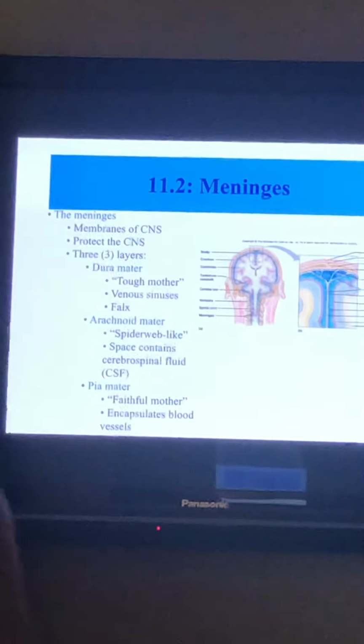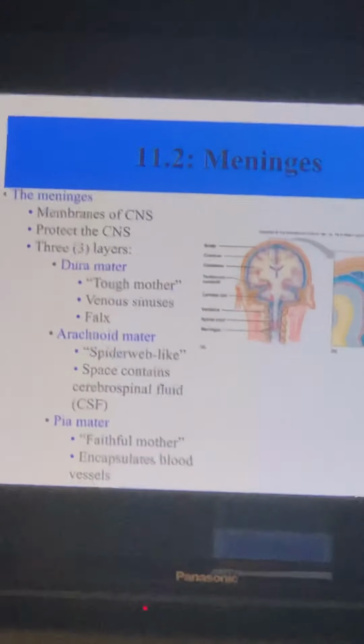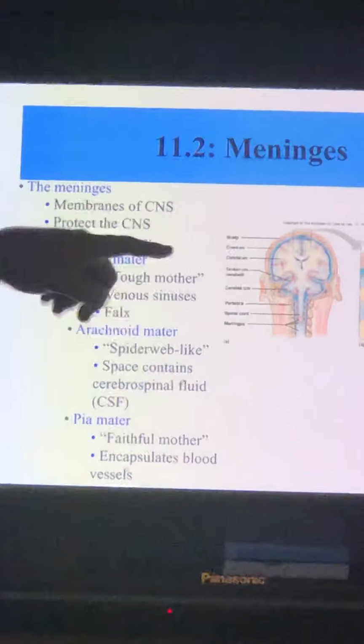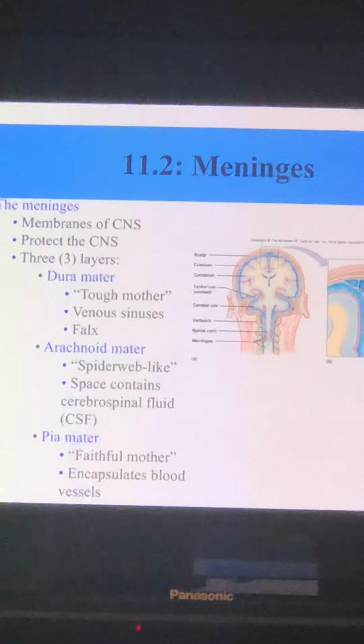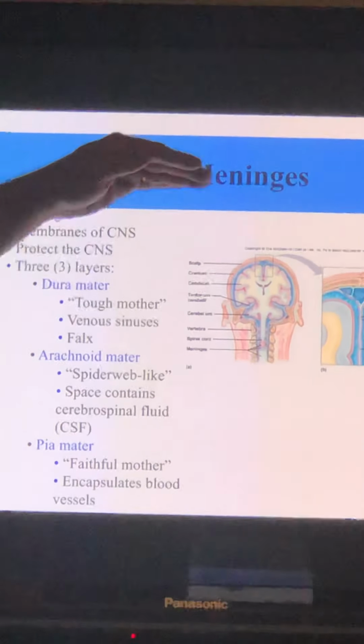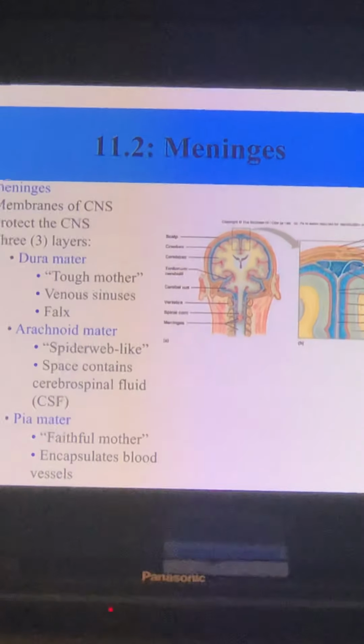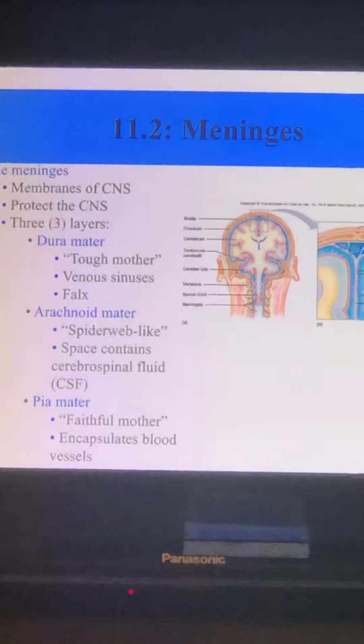The meninges are connective tissue layers that cover the brain and the spinal cord, and they protect it. The dura mater, which in Latin means tough mother, it's very tough, is the outermost layer. In the brain, it actually adheres to the inner part of the skull. It doesn't do that in the spinal cord.